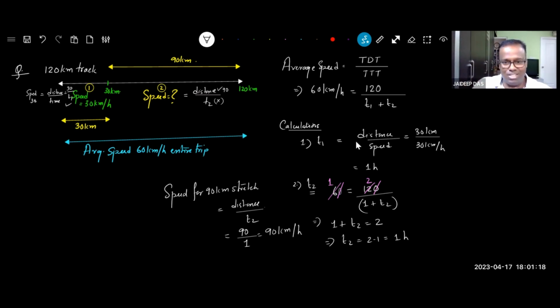Did you understand? Overall, 60 kilometers per hour is the speed we need to maintain. We are given a distance of 120. How much time will it take? 2 hours. Out of 2 hours, our friend Jaideep Das has already wasted 1 hour, 30 kilometers at 30 kilometers per hour speed. So he's left with only 1 more hour. How much distance does he have to cover in that 1 hour? 90 kilometers. So what should be his speed?